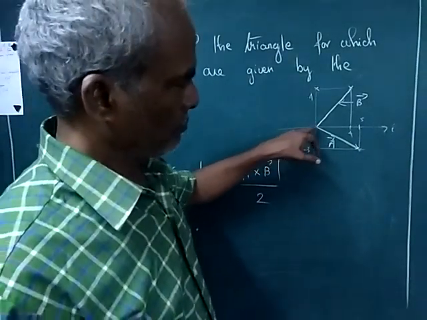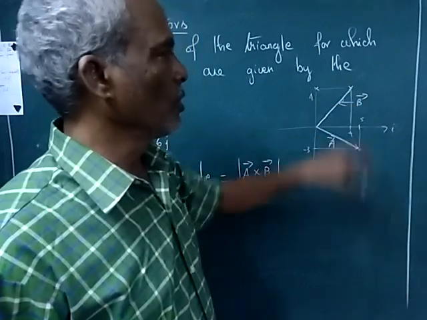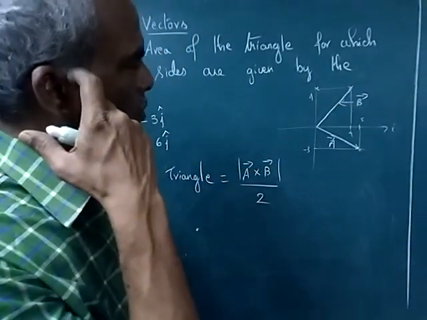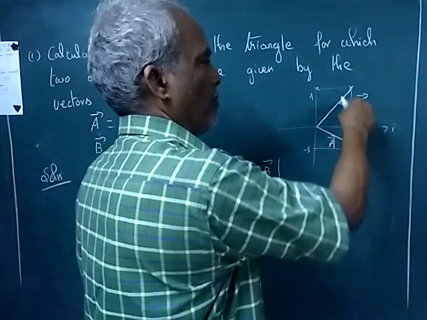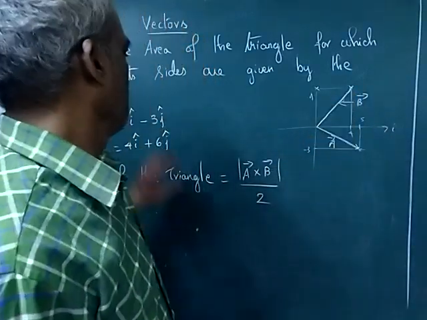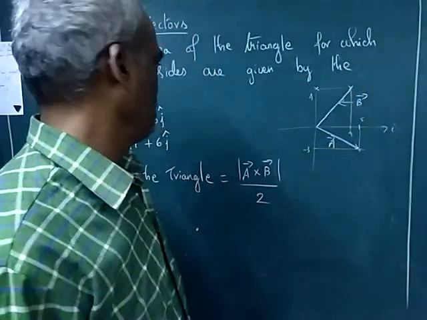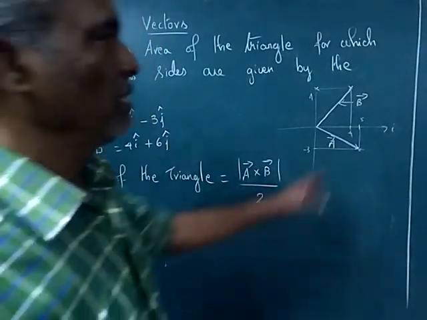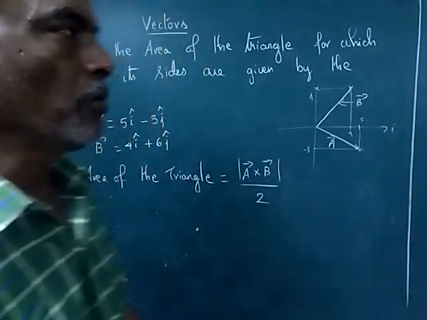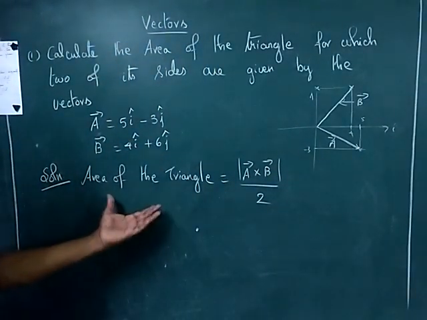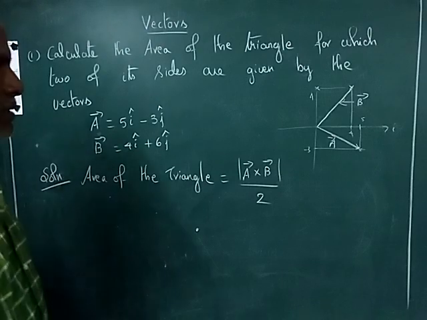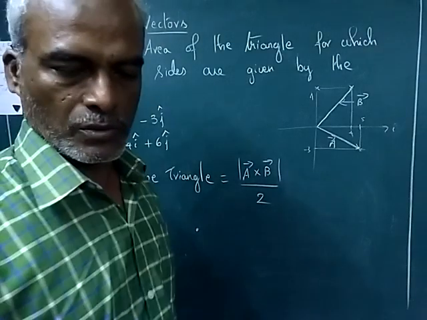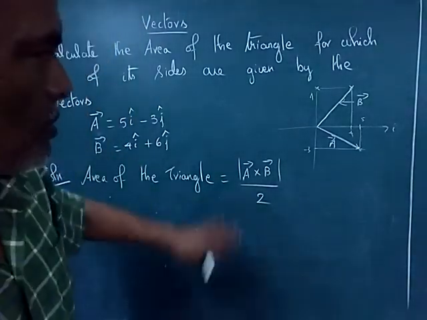Now you know a vector, b vector, they have given the value. These are 2 sides of the triangle, so the remaining side is going to be the end to end point. Now the area of the triangle we have to find out. So let us solve this, we will solve this problem.